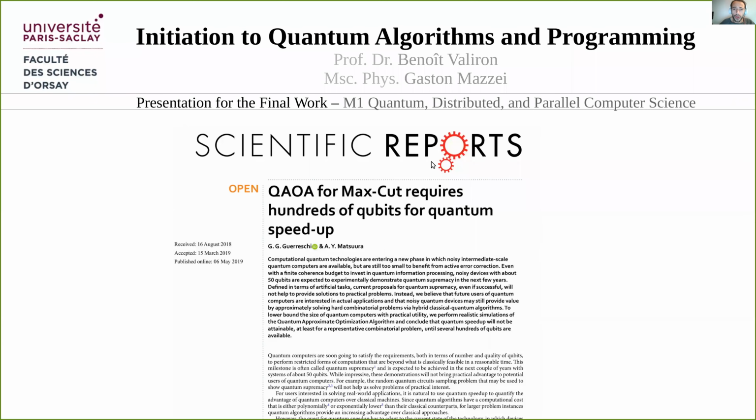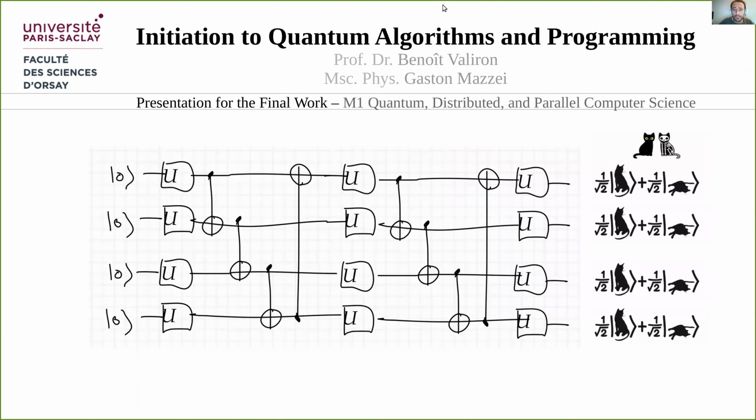Hello, welcome to my presentation of this paper called QAOA for MaxCut requires hundreds of qubits for quantum speedup. For a longer version that takes under 17 minutes, please refer to the description of this video. This paper was published in 2019. They deal with producing a forecast of when QAOA implemented in real quantum circuits will be competitive against classical algorithms.